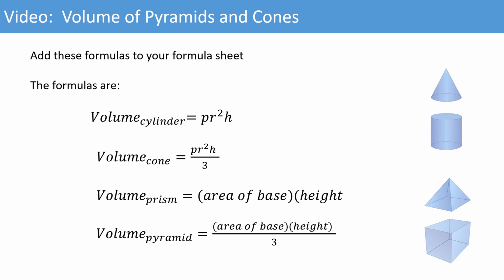So here are the formulas in summary. The volume of a cylinder is pi r squared h. The volume of a cone is pi r squared h divided by 3. The volume of a prism is the area of the base times height, and the volume of a pyramid is the area of the base times height divided by 3.